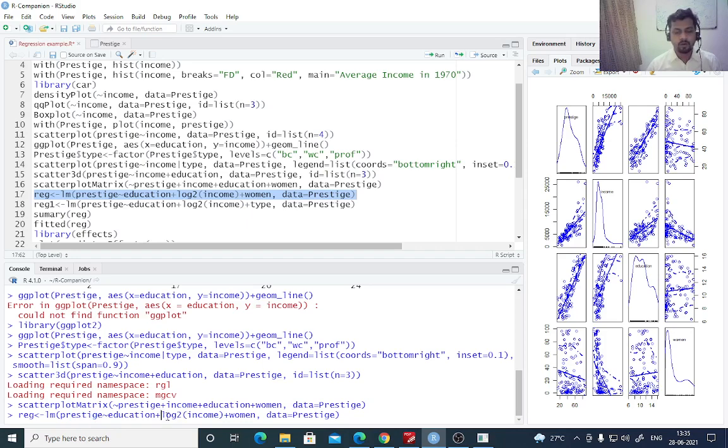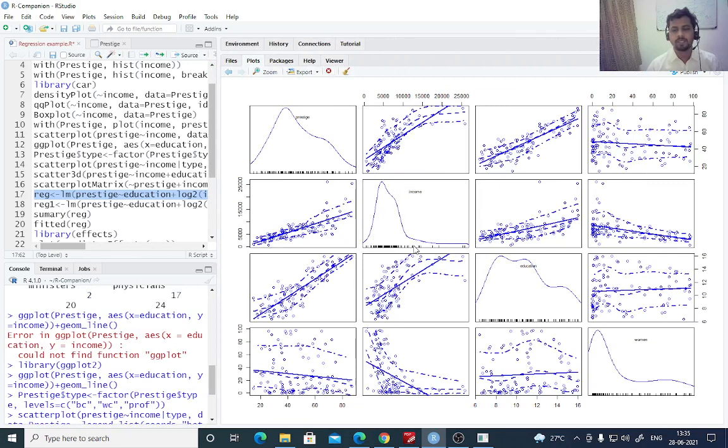I have taken the logarithm of income with base 2 precisely because this data looks to me a bit skewed. It's a form of transformation. We'll talk about transformations in a separate video altogether. But just for this example, we have applied a logarithm to the income variable, taking the logarithm to the base 2. You can take the logarithm to the base 10, or the natural logarithm, the way it suits your data. In this particular example, I have applied a logarithm transformation, and the base is 2.